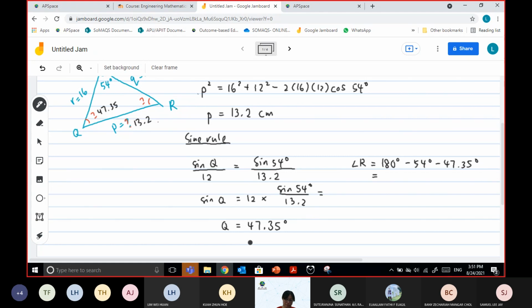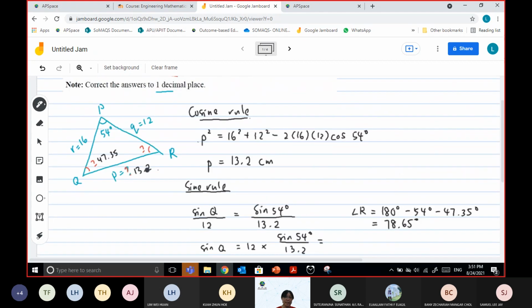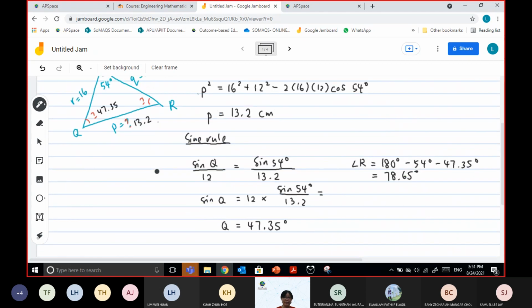So how about this answer, students, for angle R? 78.65. Correct. So we solved everything, the two angles and also one side. Done. So that is about solving the triangle. Is that clear for question 1?